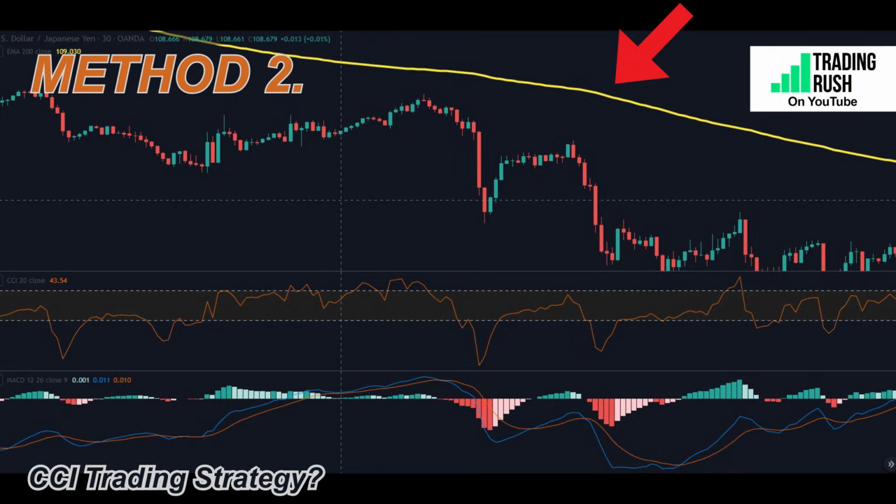The real sell signal was right here, when CCI was crossing below the upper band, and MACD was also showing a crossover. When both of them were showing the sell signal, the market went down.